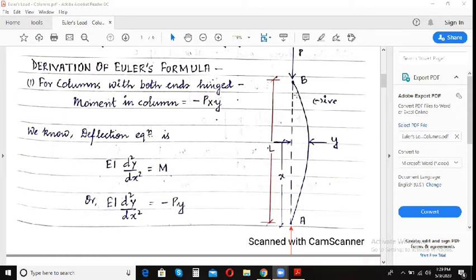Hence, the column will buckle in this situation in this manner such that a certain angle has been formed at these ends A and B. See, the column has undergone certain rotation at this support, right? So this is the buckled shape of a column which is subjected to compressive loads and whose ends are both hinged, right?